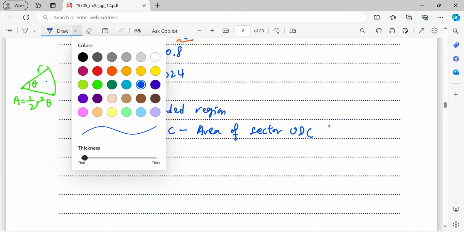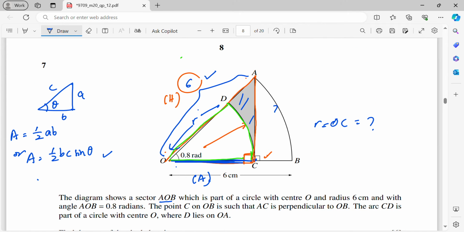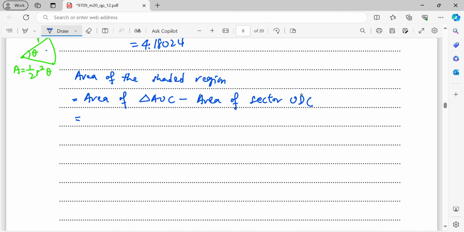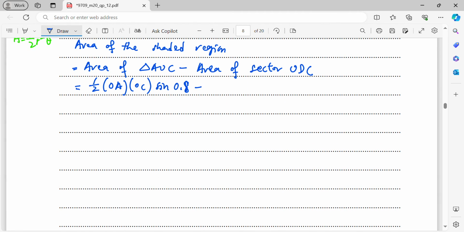Alright, so that means now I will write here area of triangle AOC. Since I know the OA is 6, OC already found, then I will just use the second formula. So I will still write down the formula first, half OA times OC sine 0.8. So it will be half OA OC sine 0.8 minus the area of the sector ODC, which is basically half OD squared times 0.8, because that is our r. OD is the same as the OC, so OC squared, then the angle 0.8.